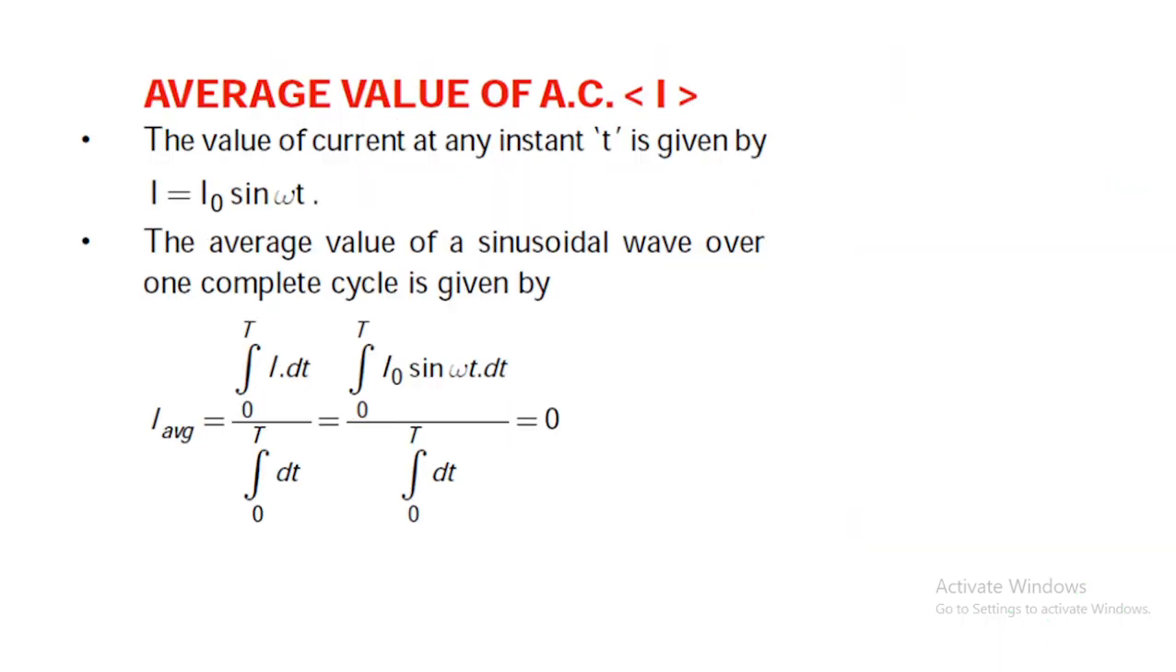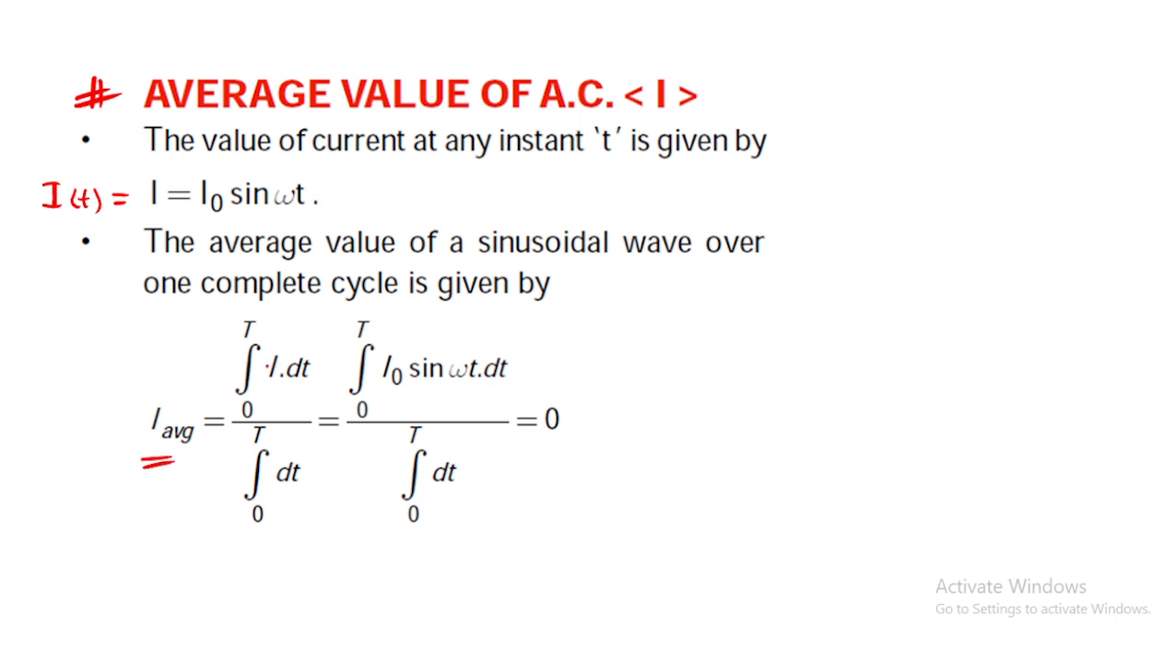Okay. Now put a heading here: Average value of alternating current. So for the average value of alternating current, you see the value of current at any instant is what? I is equal to I naught sin omega t. What does it resemble? Yes or no? I is a function of what here? T or not? The I average formula you know, right?